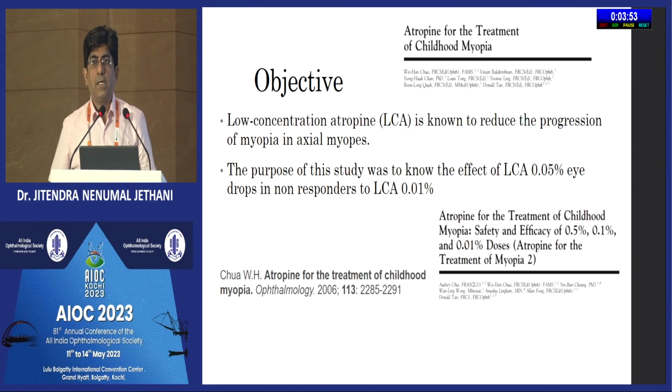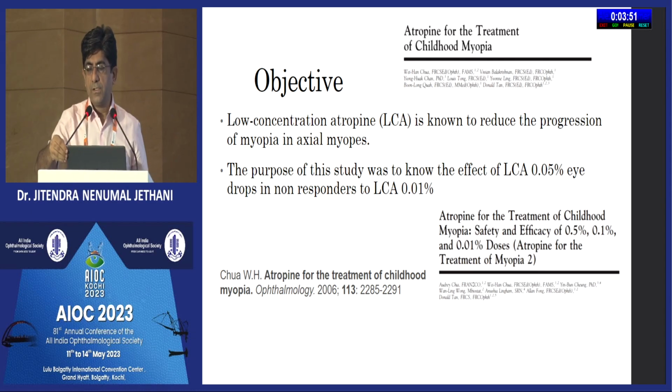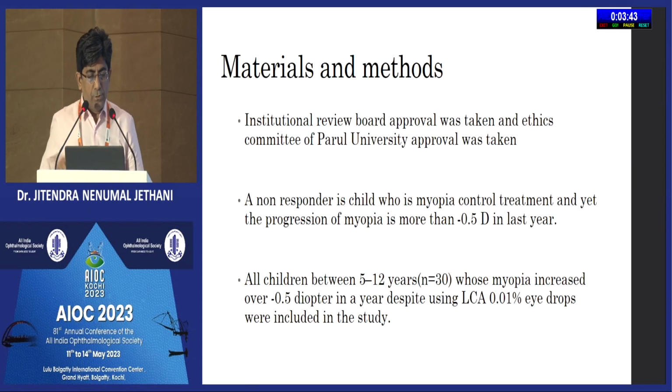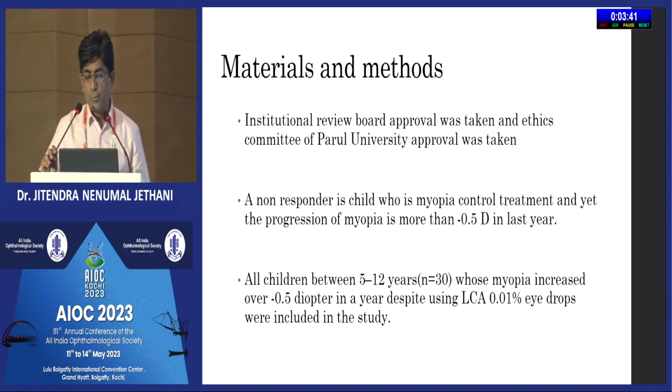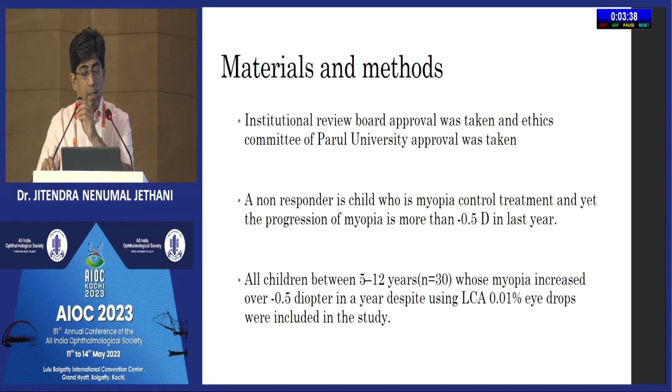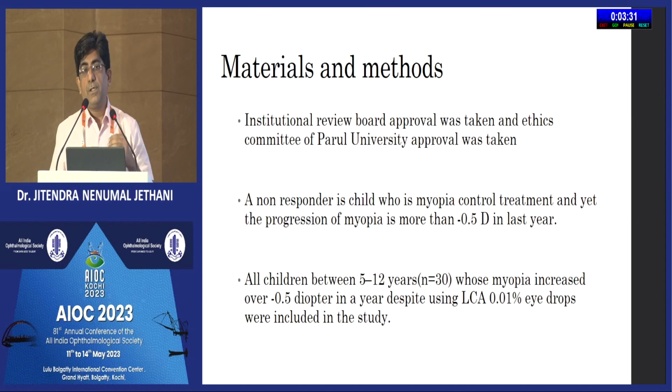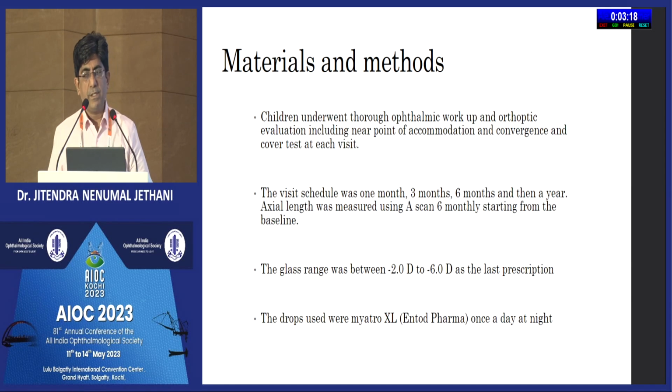So we will be presenting our work on using low concentration atropine 0.05% in children who were non-responders to 0.01%. IRB approval and ethics committee approval was taken. Who is a non-responder to 0.01%? A non-responder is a child who, despite using 0.01%, still progresses at a rate of 0.5 diopter per year. All the children taken into the study were progressing despite using 0.01%.